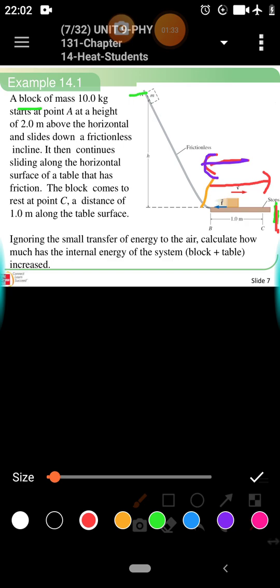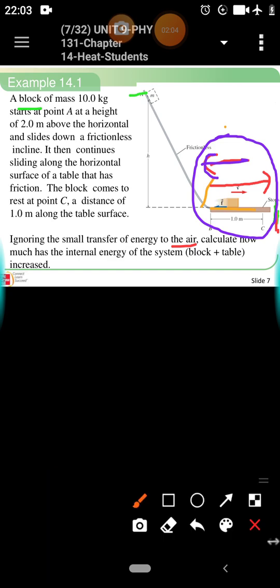So ignoring the small transfer of energy, ignoring air resistance. The reason they say to ignore air resistance is to make the point that the energy loss will be here due to the friction, instead of reducing due to bumping into air and all that.